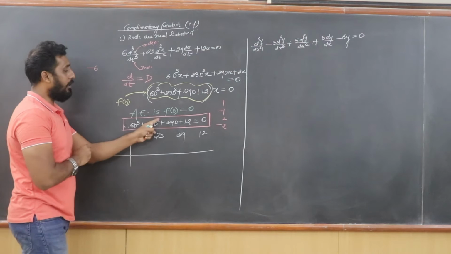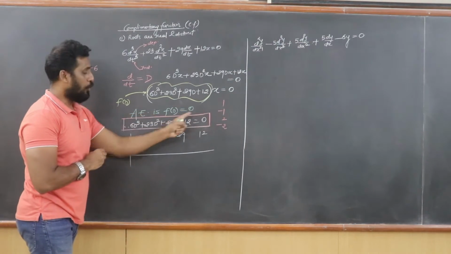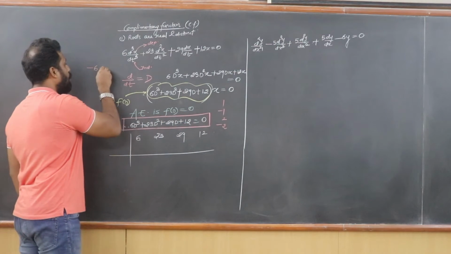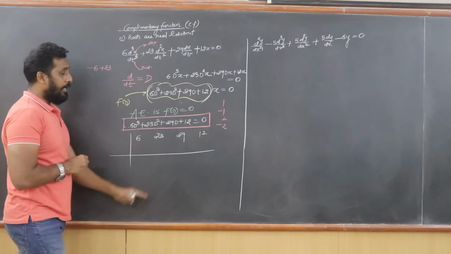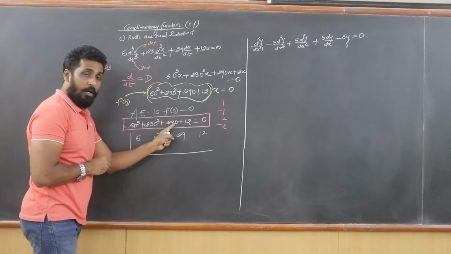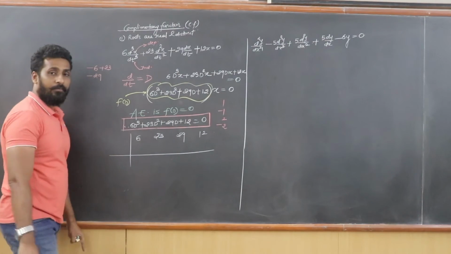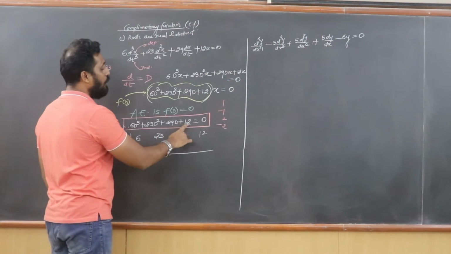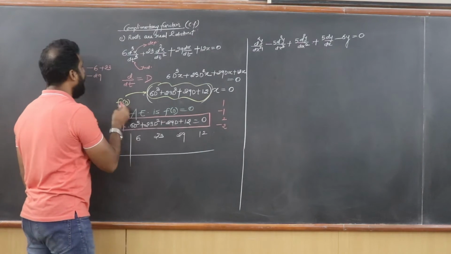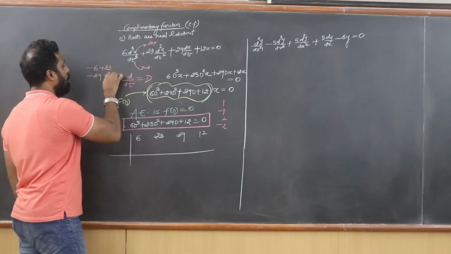D square, I am putting D as minus 1. So minus 1 square is plus 1, so I get plus 23. Then D I have taken as minus 1, so it's 29 into D, I get minus 29. And finally there is plus 12, it does not need the value of D, I write simply plus 12.